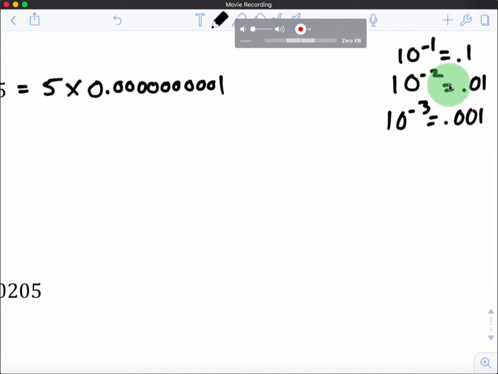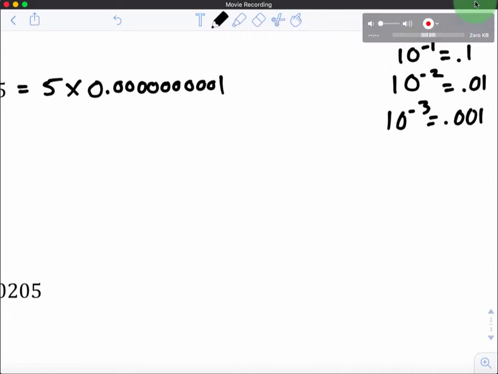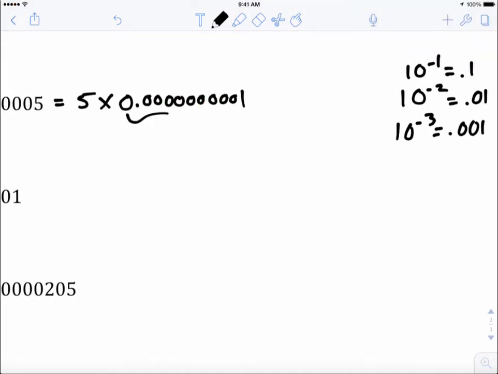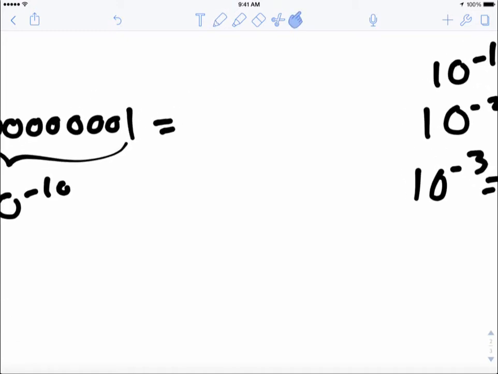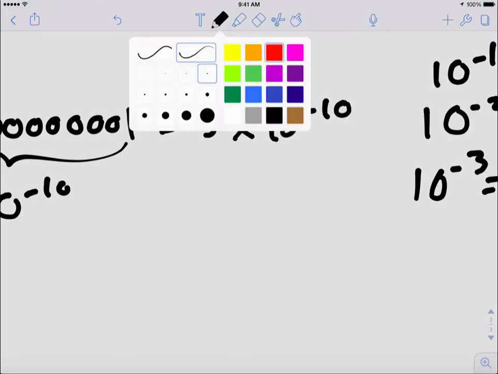So you got to be really careful here, right? Because of course the number of zeros here is not equivalent to the negative power we're raising 10 to. So in this case right here, this number, although there are 9 zeros, this is actually 10 to the negative 10th power. Oops, excuse me, negative 10th power. So our final scientific notation is going to be 5 times 10 to the negative 10th power.